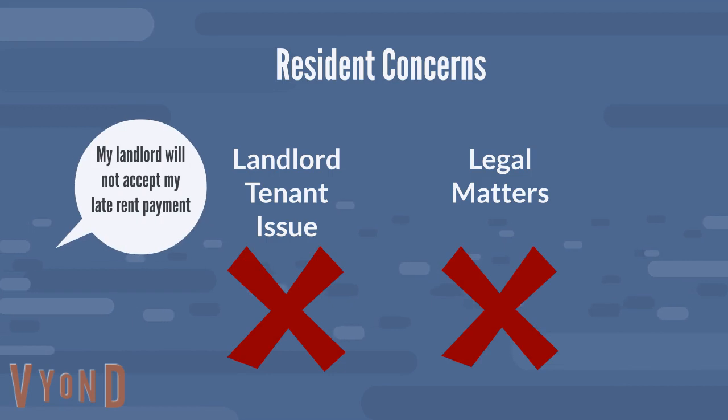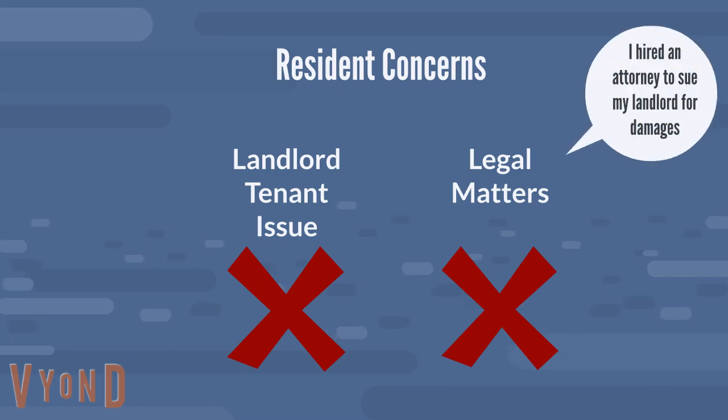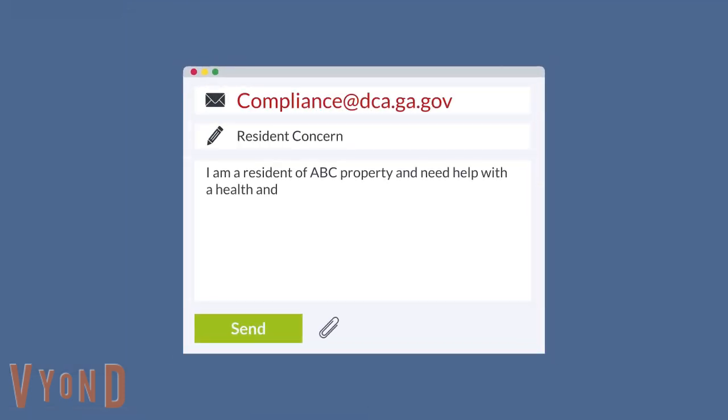Sometimes residents reach out to us to help with landlord tenant issues or other legal matters they have with their management company. These type of resident concerns, DCA will not respond to. If you reside in a housing credit unit and you need to contact DCA to get assistance with an unresolved concern that was reported to your management company, feel free to email compliance@dca.ga.gov.